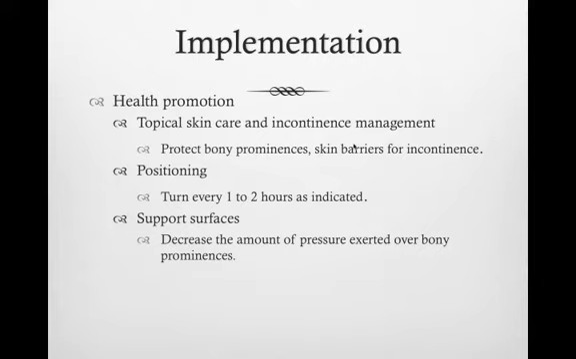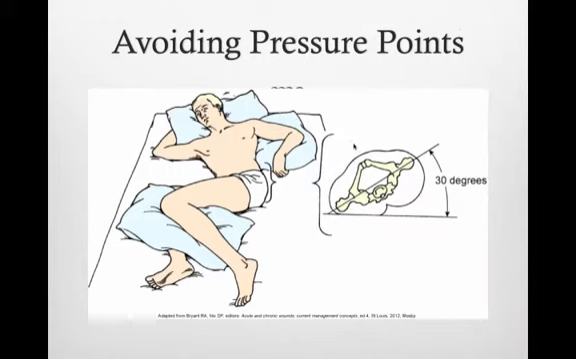Interventions for patients at risk for pressure ulcer development or impaired skin integrity include topical skin care and incontinence management, protecting bony prominences, using skin barriers, repositioning patients every 1 to 2 hours as needed, altering support surfaces, and decreasing the amount of pressure exerted over bony prominences. When changing a patient's position off of a bony prominence, nurses should attempt to meet a 30-degree lateral rotation to avoid other pressure points.